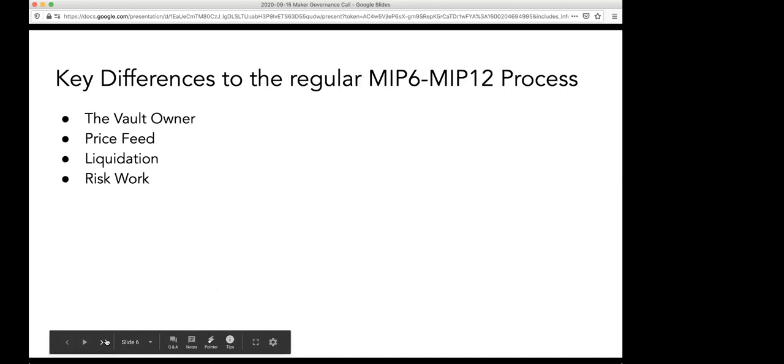So I want to highlight a few of the key differences between the regular MIP6 to MIP12 process and what we're proposing. We had a lot of chats and forum posts and calls about the differences, just how real-world assets work and how crypto assets work. If you're interested, go look at them. Happy to answer specific questions as well. But this might be a bit too much detail for some of the audience, and so I would recommend you dig through the forum posts a bit to catch up. But let me jump right in here.